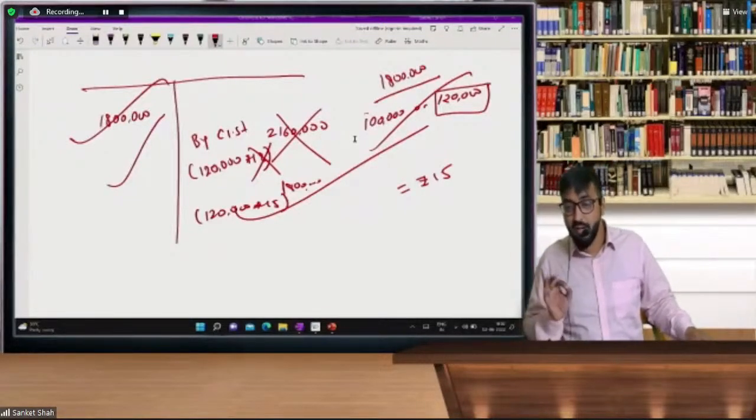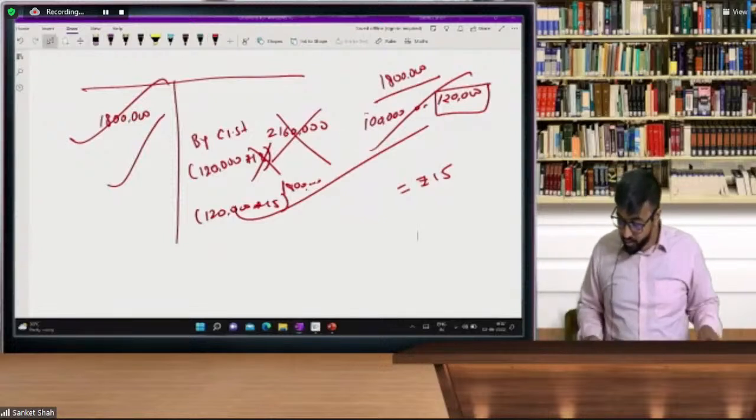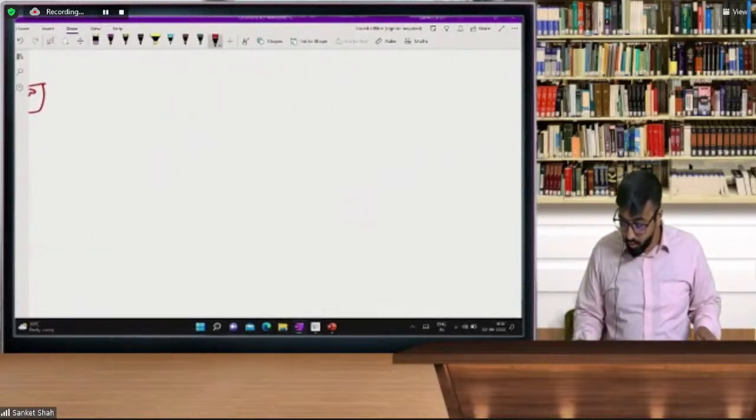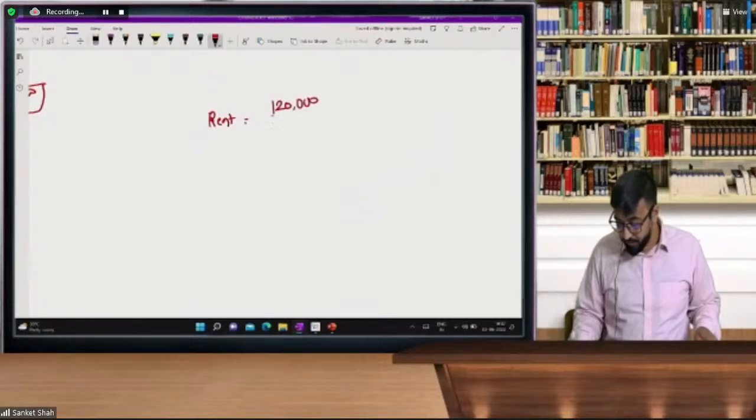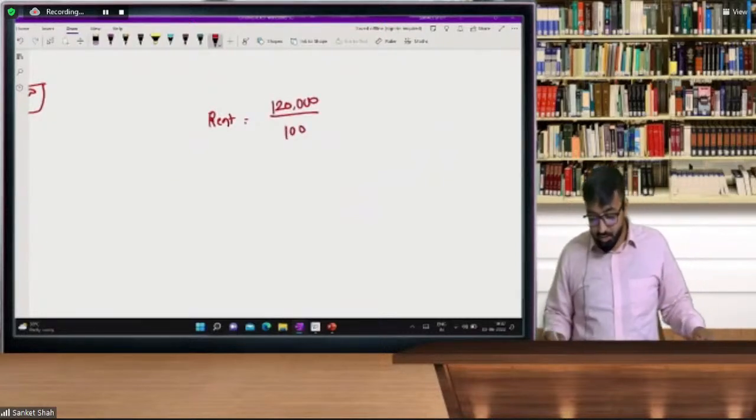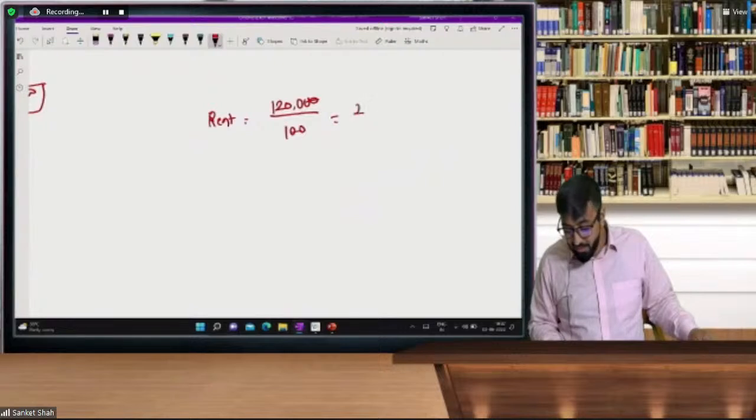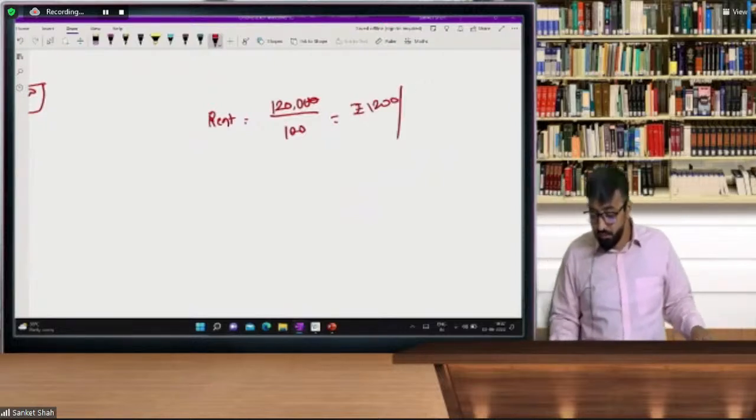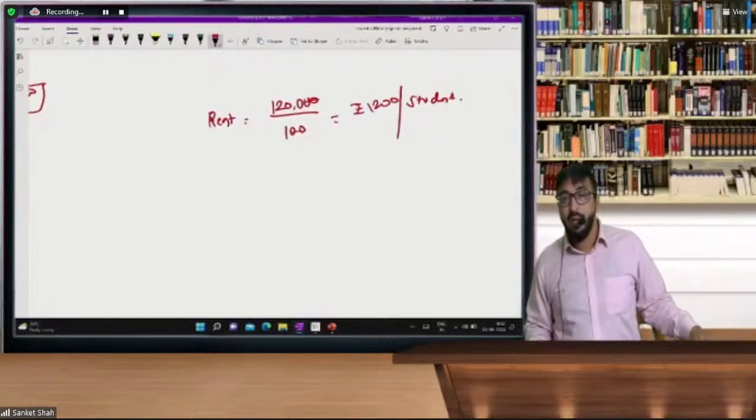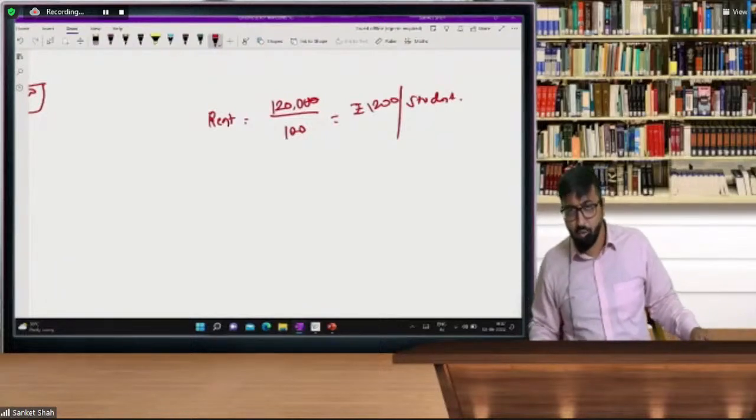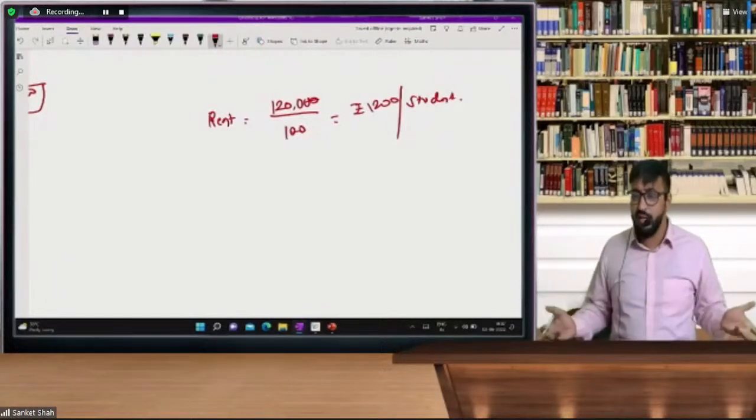It's in simple language. My rent is, yes, I will write it so it will be very clear to you. My rent expenditure is 1,20,000 and I'm expecting 100 students. So minimum rent per student will be rupees 1,200 per student. It's very simple. That 1,200 per student will be my fees per month. Okay, minimum, because our rent is also 1,20,000.